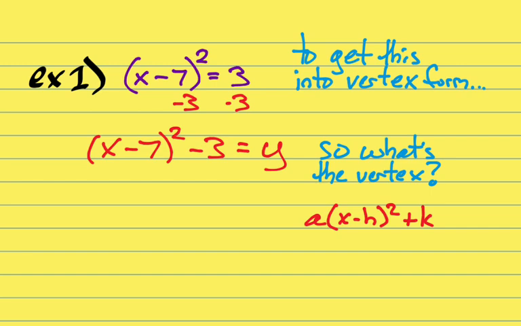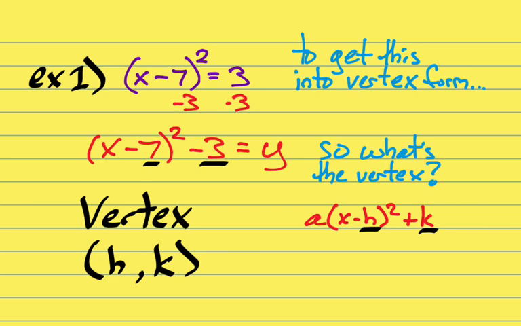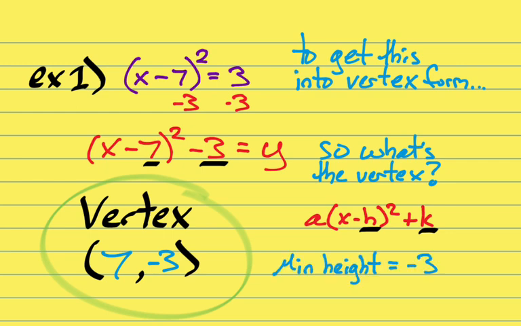Well, yeah. Remember, the vertex is h and k. H is inside the parentheses, and k is the number being added or subtracted. The vertex is always h, k. And in this case, h was 7, the opposite of negative 7 in the parentheses, and k was negative 3. We also know the minimum height was negative 3, which is always the k value, and the axis of symmetry was x equals 7, the h value. And that's everything. That's it.